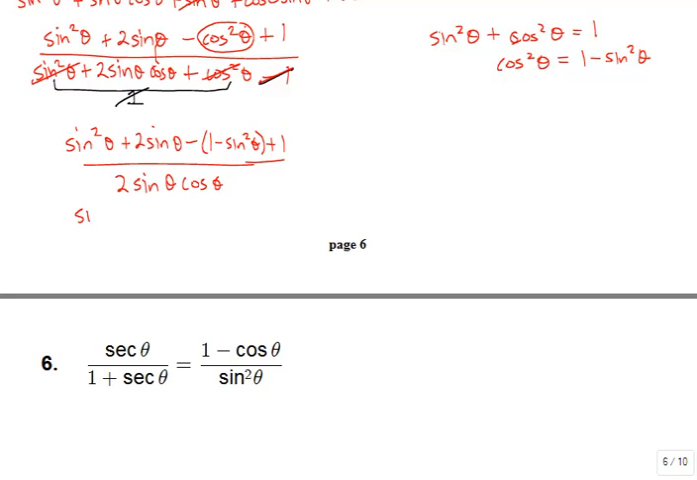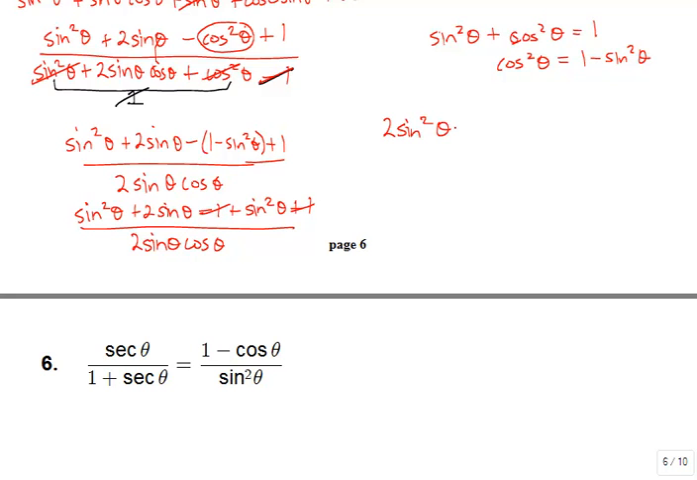If I distribute my negative, I'll get a minus 1 and a plus sine squared theta. The 1's cancel out, and sine squared plus sine squared becomes 2 sine squared theta plus 2 sine theta all over 2 sine theta cosine theta. Hopefully you're starting to see the light here a little bit, because that numerator has a 2 and a sine theta that I can pull out like a GCF. So we are making progress.